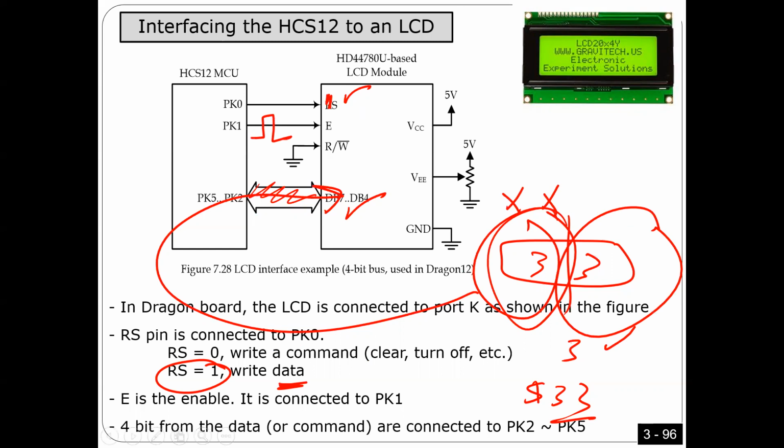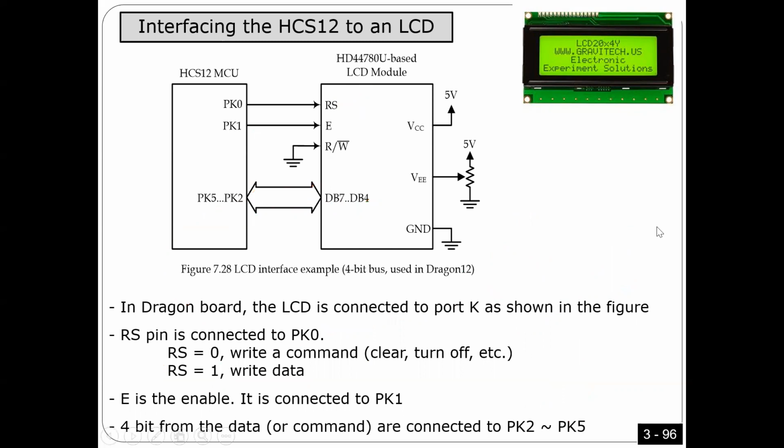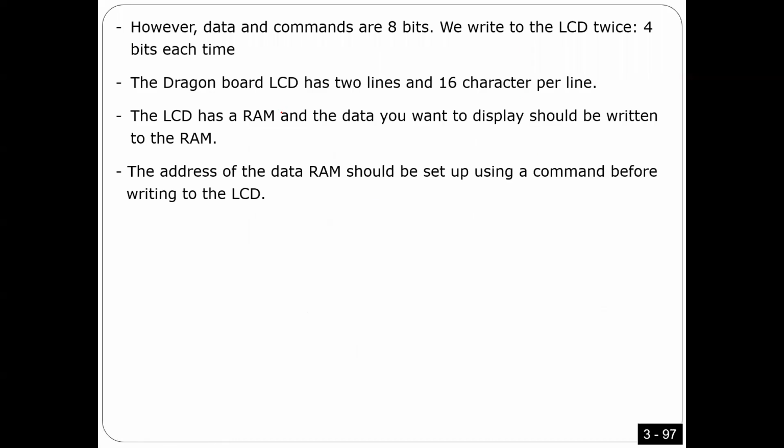Anyway, so the conclusion to move forward, guys: the LCD is connected to the microcontroller using port K. We don't need the 8 bits of port K. We only use 6 pins, 4 here and 1 here and 1 here. Okay, so I'm going to give you more details now.